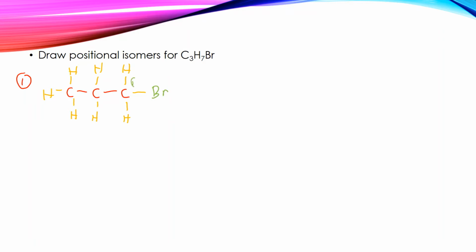So my 1 is starting here, this one number 2 and this one number 3. So the first isomer is bromopropane. Bromopropane, functional group is at carbon 1. So the length of the carbon is 3C, functional group C1.